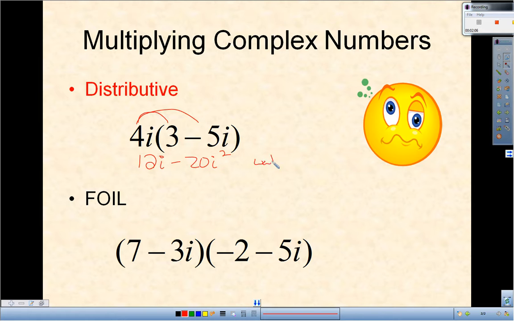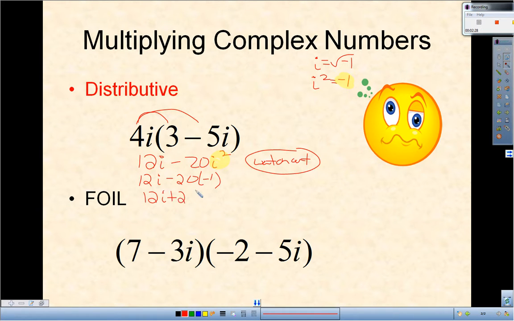But you have to watch out because that's not my final answer. That's not the simplified answer. If you remember, i is the square root of negative 1, and i squared is negative 1. The reason why I make mention of that is, notice you have an i squared here. Well, i squared is negative 1. So I'm going to rewrite this as 12i minus 20 times negative 1, and a negative times a negative is a positive. So that gives us 12i plus 20, but if I want to write that in standard form, I have to put the real term first and then the imaginary part. So it would be 20 plus 12i.